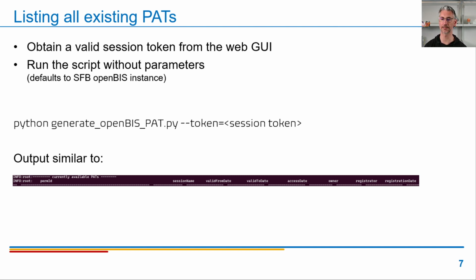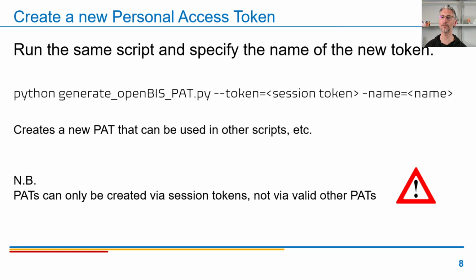OpenBIS instance in the CRC, and then you will get a list of all relevant personal access tokens that are currently active for you. If you want to create a new personal access token, you use the same script, but now you specify -name and you give this personal access token a descriptive name. Remember that these are only to be created outside the web GUI, and they can only be created if you already have a session token. So if you already have an old personal access token, you still need a session token to create a new personal access token.